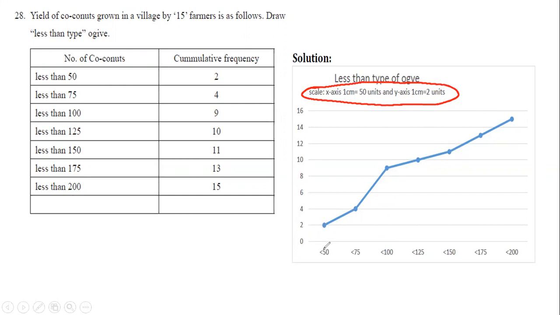If you take 25 units, mention it. So this is y-axis and this is x-axis. X-axis means number of coconuts. Here mention number of coconuts, and your cumulative frequency. Here less than 50, less than 75, less than 100, like that. And here 0, 2, 4, 6, 8, 10, 12, 14, 16.